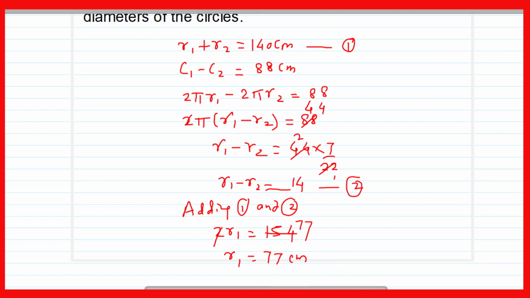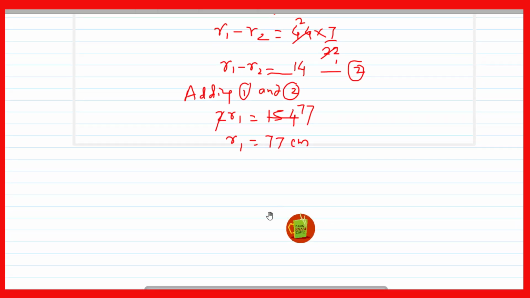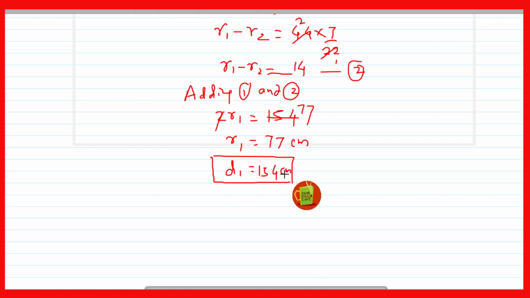So we have got the radius of the first circle, that is 77 centimeter, and therefore diameter D1, that is equal to twice of R1, so that will be equal to 7 2s are 14, and 1 carry 15. So the diameter is 154 centimeter. Now put the value of R1 in equation number 1 or equation number 2. So put R1 is equal to 77 in equation number 2.